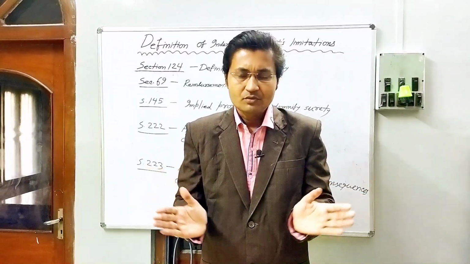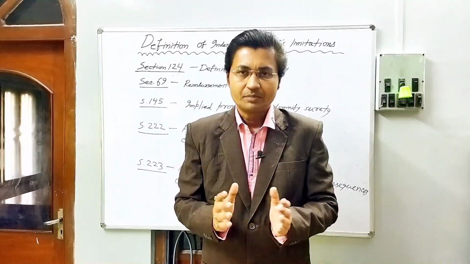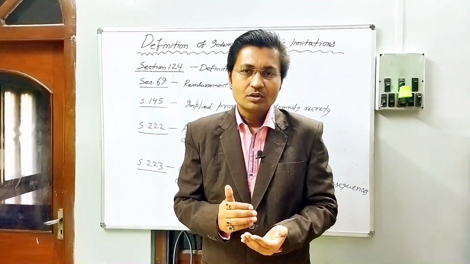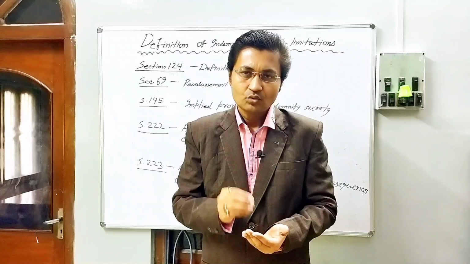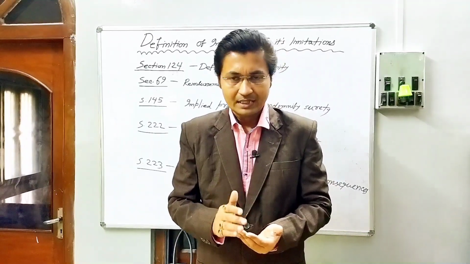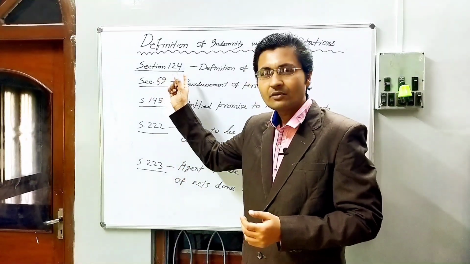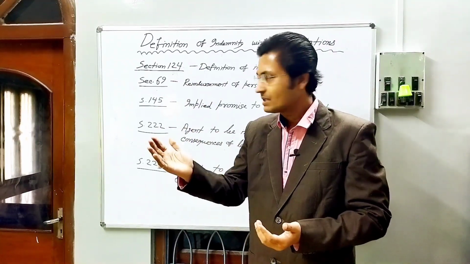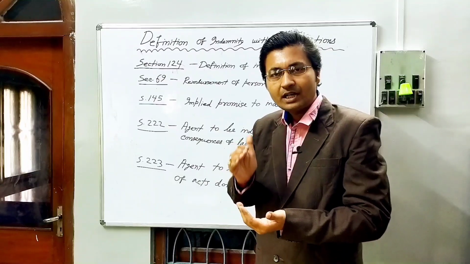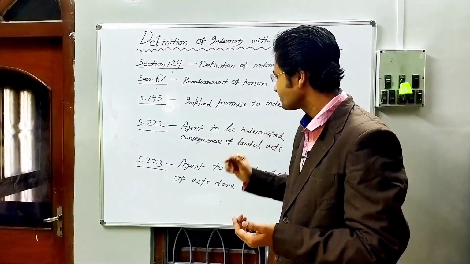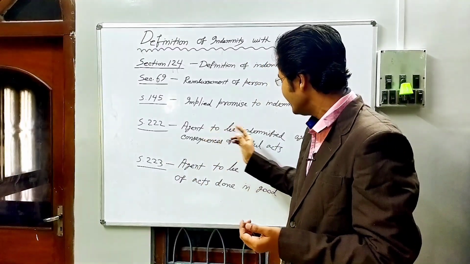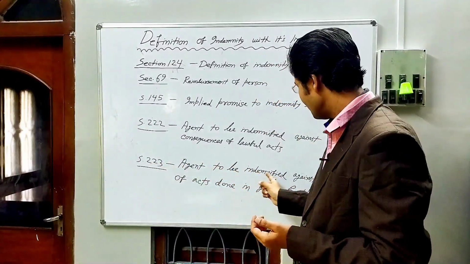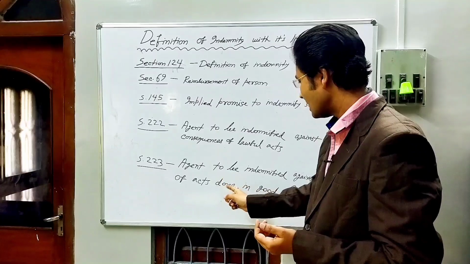So, there are a few other sections I would like to discuss here in a brief manner, like section 69 of the Indian Contract Act and also sections 145, 222 and 223. Section 124 defines indemnity, section 69 deals with reimbursement of the person, section 145 with the implied promise to indemnify the surety, section 222 with the agent to be indemnified against consequences of lawful acts, and 223 with the agent to be indemnified against consequences of acts done in good faith.